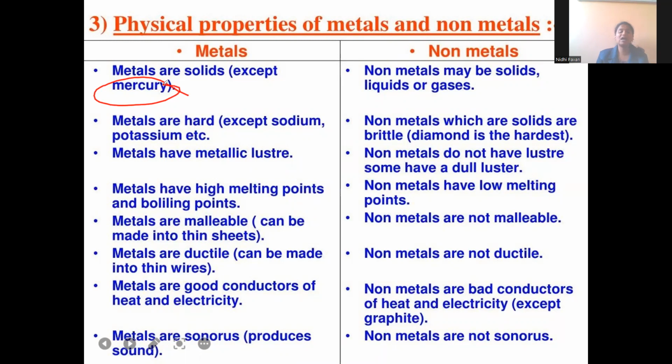The next one is that metals are hard. Usually the metals are very hard except sodium and potassium. Sodium and potassium are metals which are highly reactive and these are very soft.